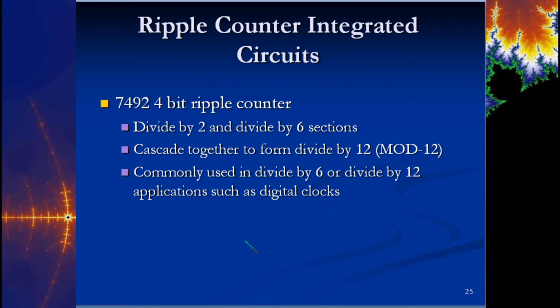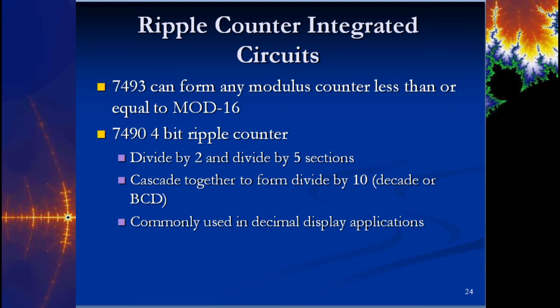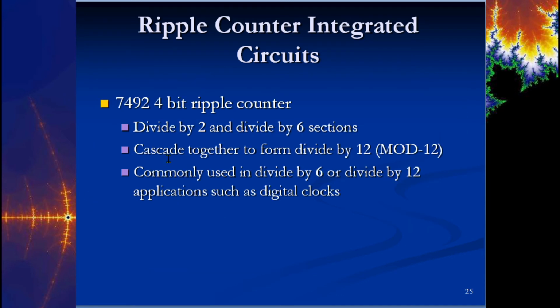Okay. The other one is called the 7492. The reason I remember that one is because this one is a divide by 12, and 7492 ends in a 2. So the 3 I want you to remember are the 7493, which I don't have a mnemonic device for. Just remember that's the other one. The 7490 is the decade because 10 ends in 0 and 7490 ends in 0. And the 7492 is the divide by 12 because it ends in a 2.